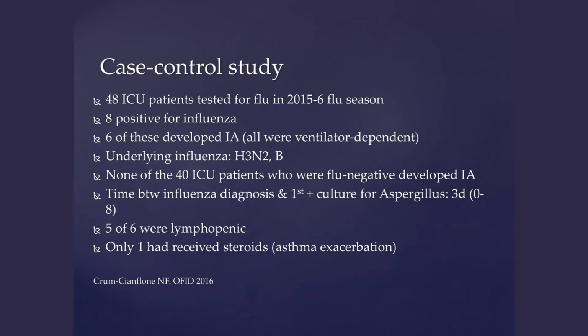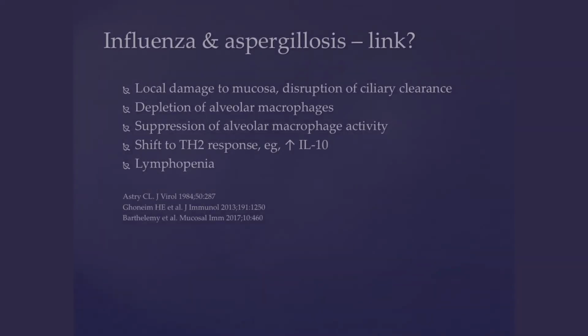And this one gives you lots and lots of information based on these 8 patients. Quite a few of them were lymphopenic. Only 1 had received steroids. So again, is there a link between Aspergillus and influenza? Is there some reason? Again, if you go into the basic science, lots and lots of papers. As we know, after influenza, patients are at risk of developing pneumococcal infections, Staph aureus infections. So again, lots of basic science papers: probably disruption of mucociliary clearance, depletion of alveolar macrophages by flu, suppression of alveolar macrophage activity, a shift to a Th2 response. So a lot of these things, that's why I think some of our patients with severe influenza actually resemble patients who are truly septic in the ICU.